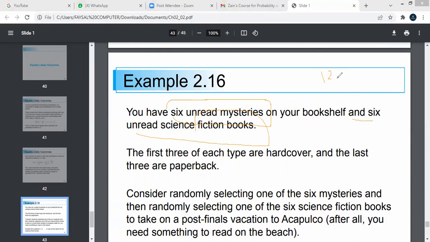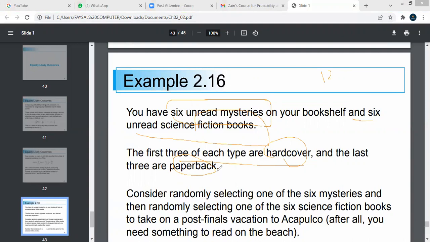The first 3 of each type are hardcover, and the last 3 are paperback. So you have to note that the first three are hardcover, and the last three are paperback. Hardcover means it may consist of a board, and the paperback is the simple paper cover.